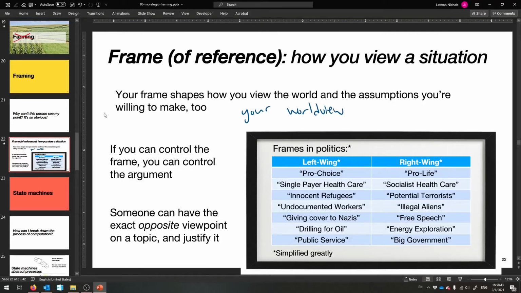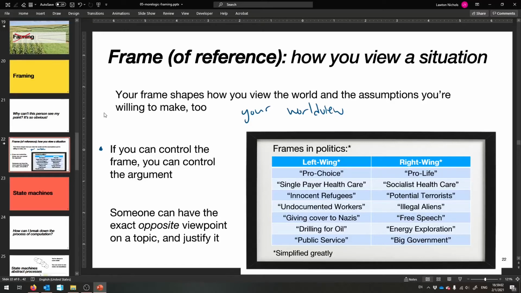I think that's all one word. So this is what framing is all about. Okay? And so if you're ever making an argument and you really want to win it, if you can find a way to control the frame, then you have the argument at your fingertips. You can control the entire argument at that point.